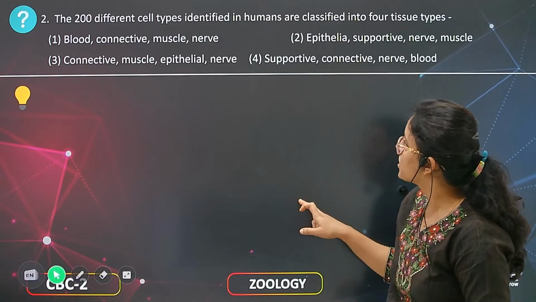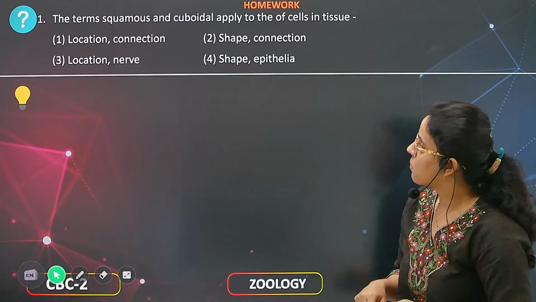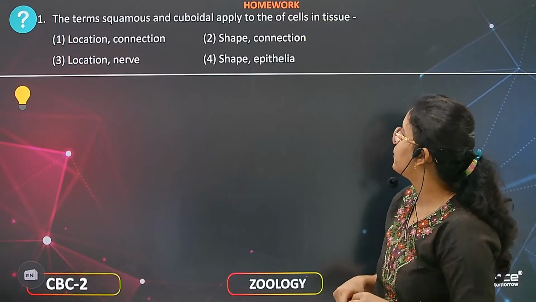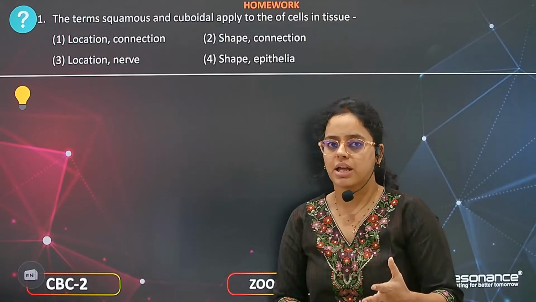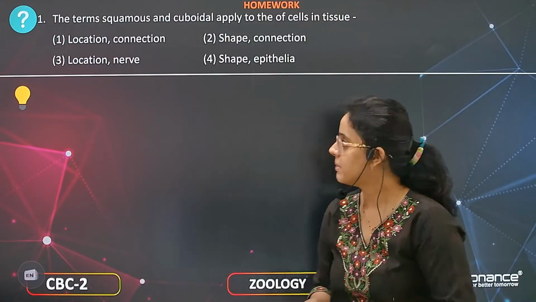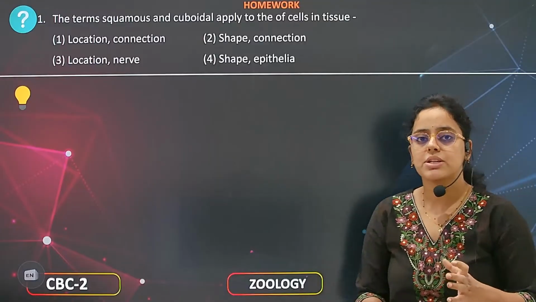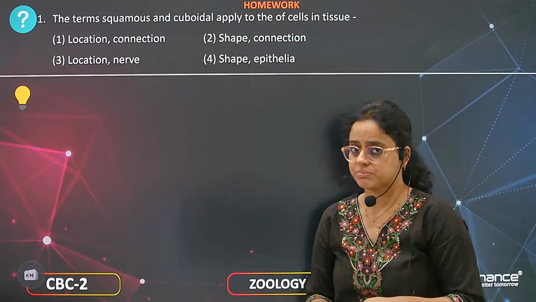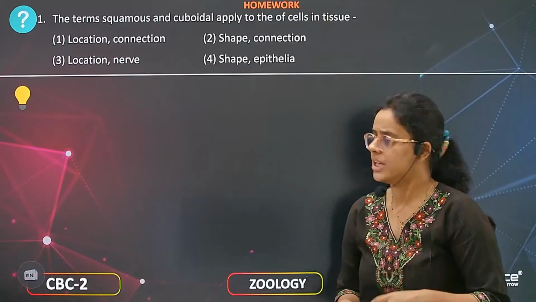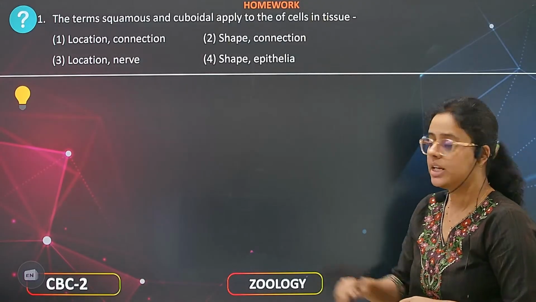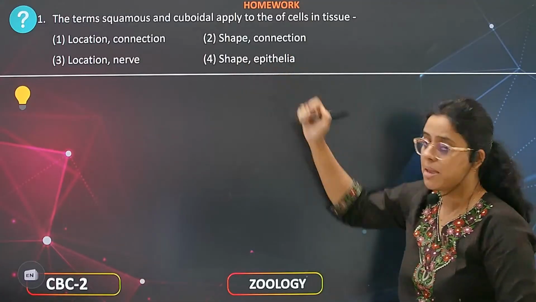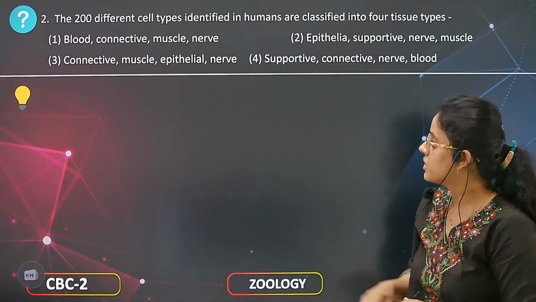Okay, so homework questions we have over here. The terms squamous and cuboidal epithelium apply to the cells in tissue. According to the location, or according to the shape? It is according to the shape, in epithelia. Okay, so this is the question.